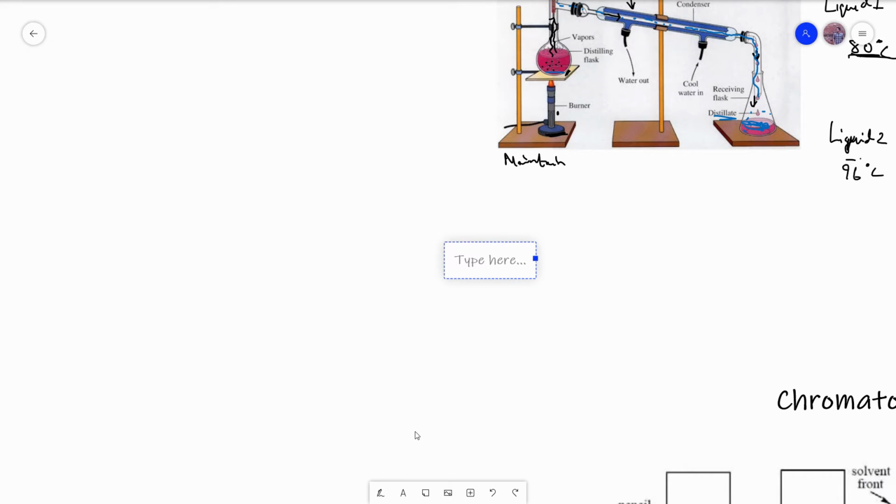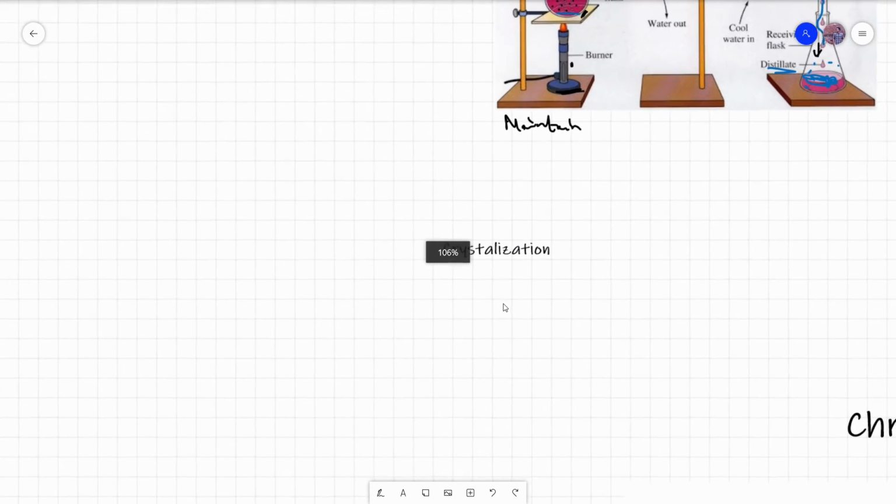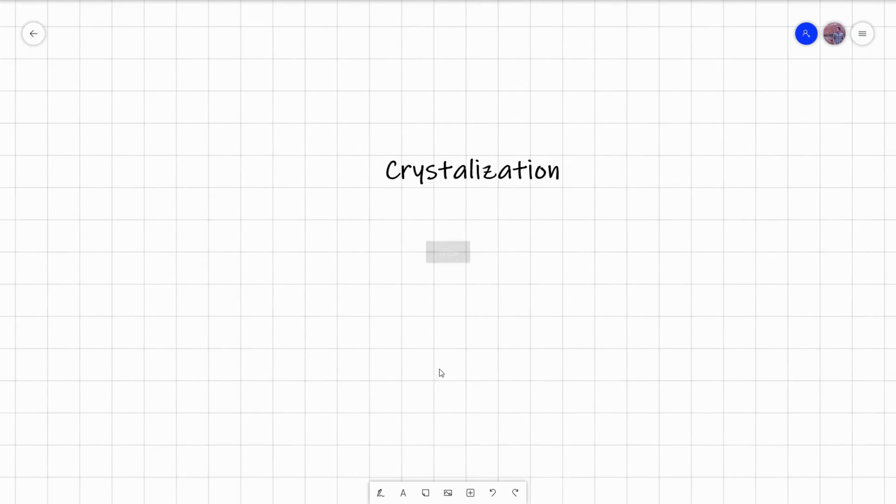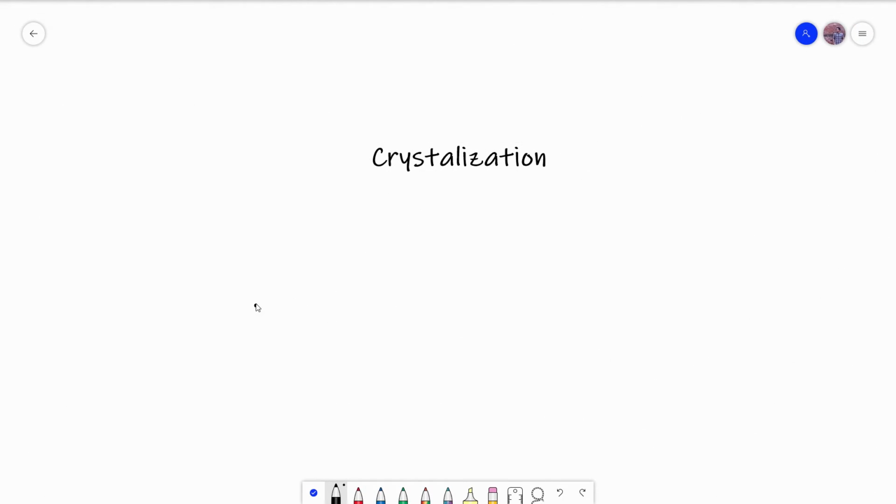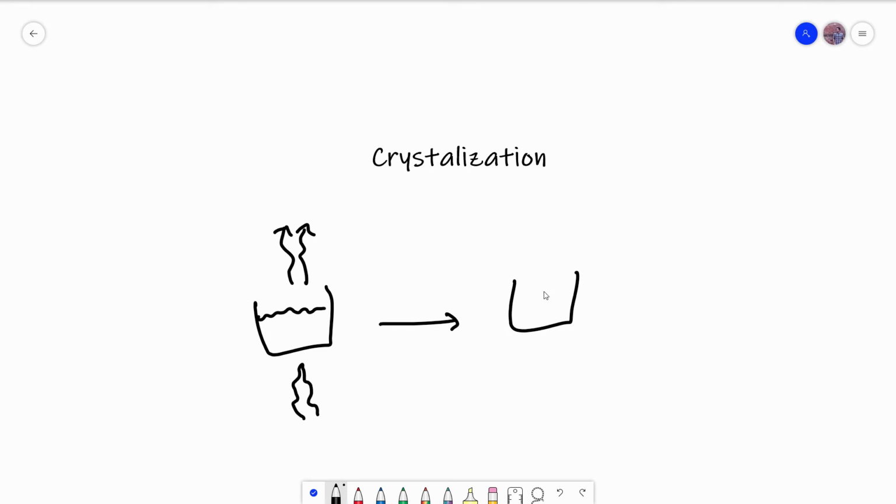Now, the idea of crystallization is pretty simple. You've got a soluble solid and you've got to separate it from a liquid. So what you do is you heat the mixture and you make the liquid in the mixture evaporate and disappear as vapors. So what you have left is just your solid solute, which is what you wanted in the first place.